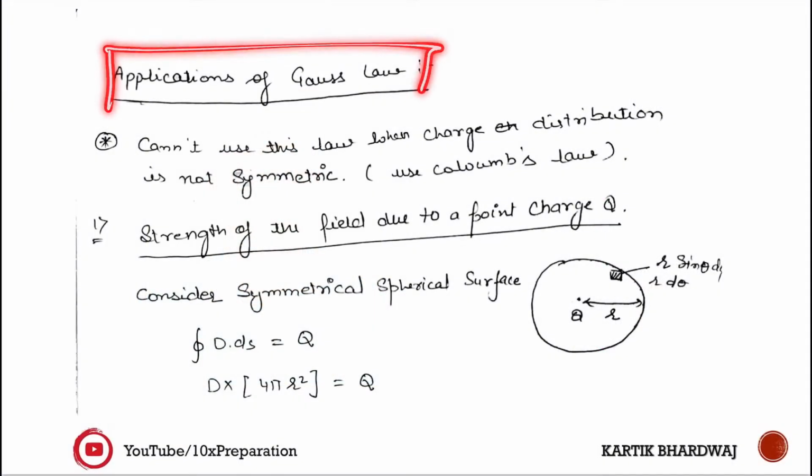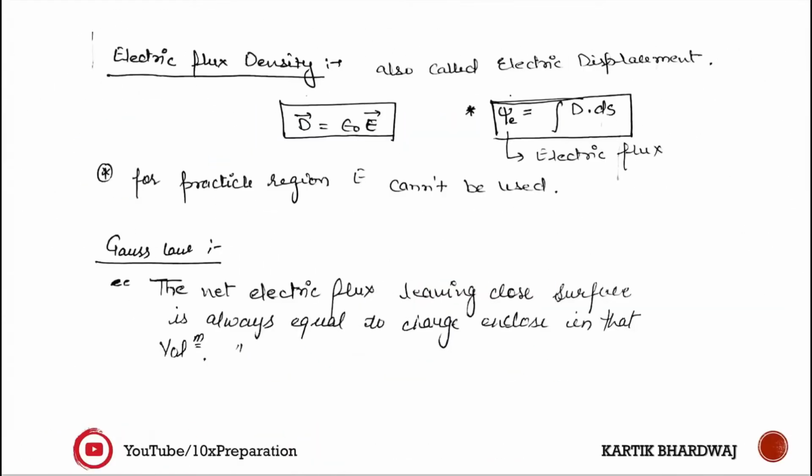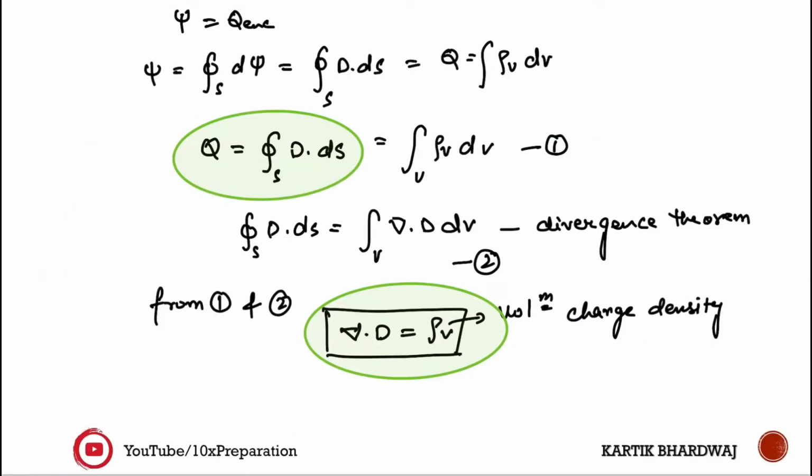So today we are going to discuss the applications of Gauss law. There are 4 applications we will discuss one by one. Before that, I want to clarify that in the previous lecture I discussed what exactly Gauss law is and what it means, in the form of Maxwell's first equation.